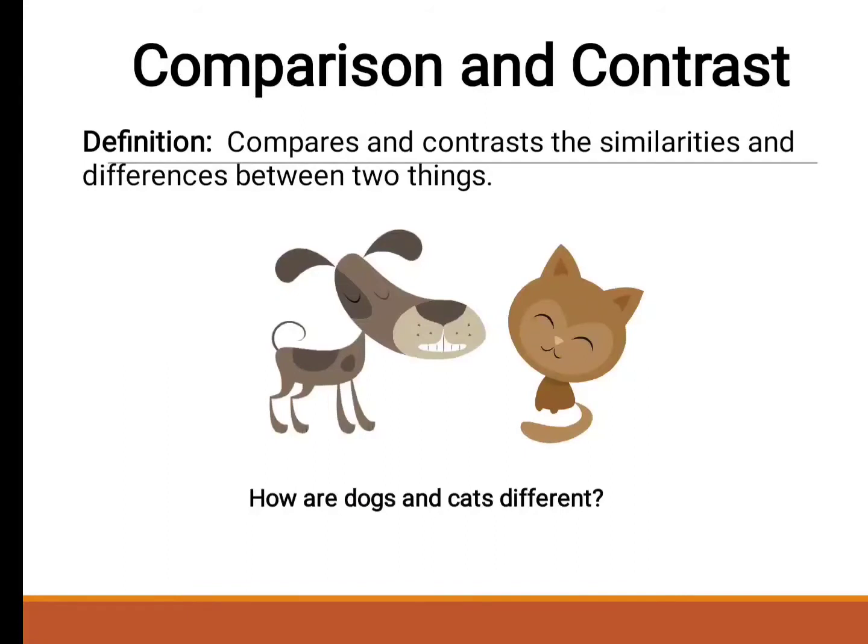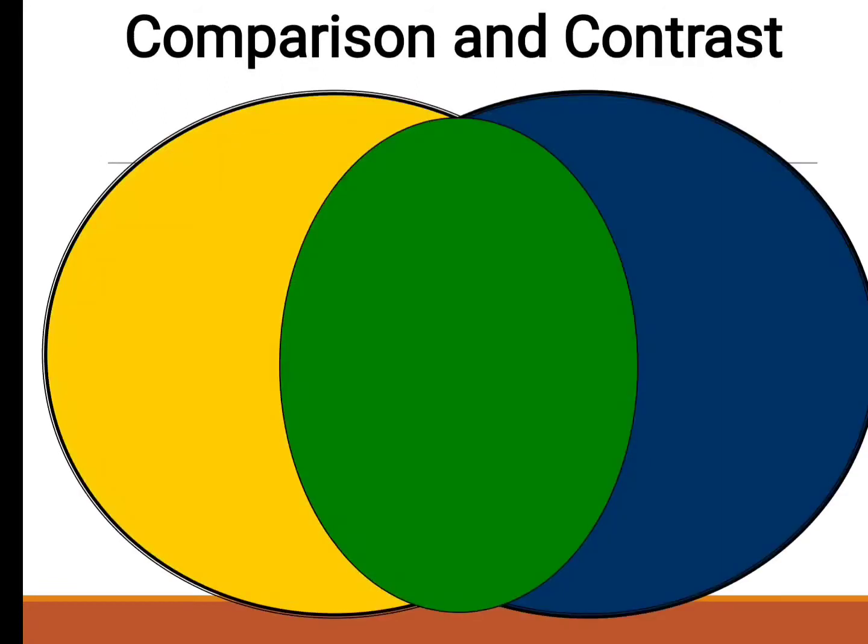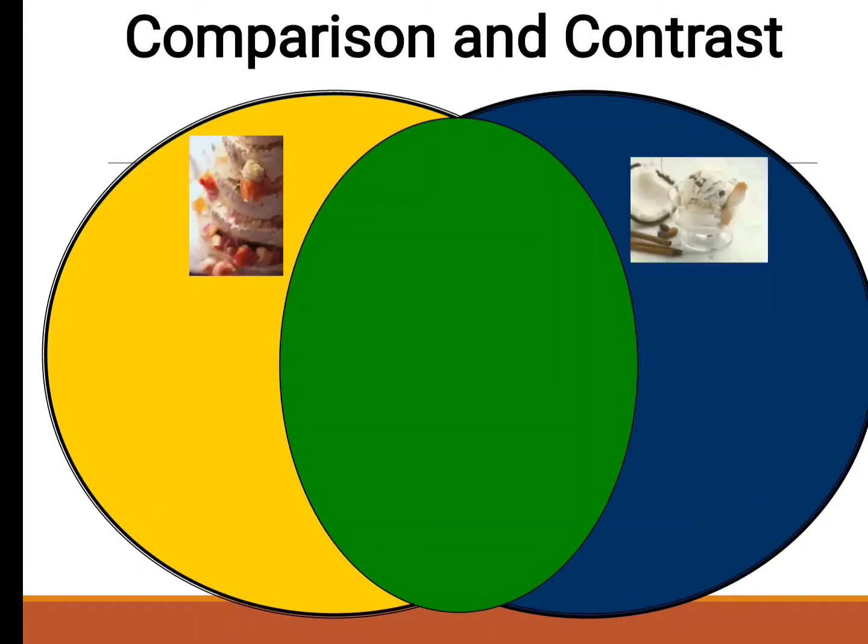How are dogs and cats different? How are dogs and cats the same? So when we list the differences and the similarities, that would be counted as comparison and contrast. Now this is one way of mapping out the differences and similarities between a thing or a topic or two similar kinds of things, right?